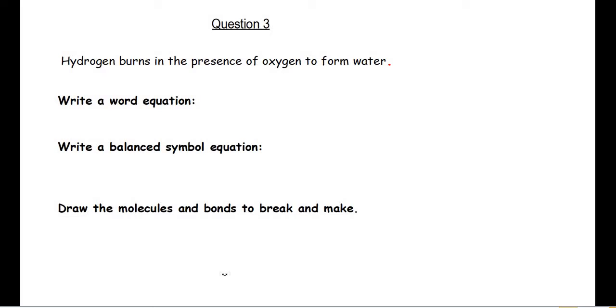So the first thing we do, hydrogen burns in the presence of oxygen to form water. We write a word equation, we write a balanced symbol equation, and we draw the molecules and bonds to break and make. So hydrogen burns in the presence of oxygen to form water. That's all the information you need for those 3 tasks.